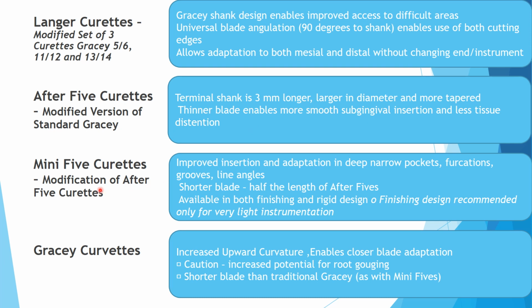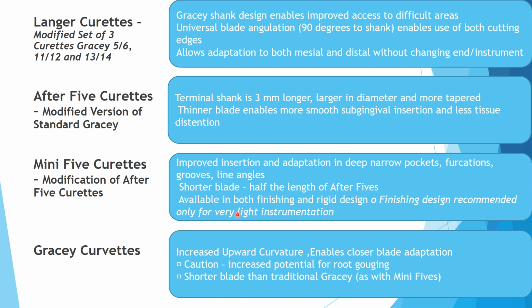Okay. Then coming to the Mini Five curettes, it is a modification of the After Five curettes. It has improved insertion and adaptation in deep narrow pockets, furcations, grooves, and line angles, with a shorter blade, half the length of the After Five. So compared to the blade size, the Mini Five blade size will be shorter. It is available in both finishing and rigid design. The finishing design is recommended only for very light instrumentation.